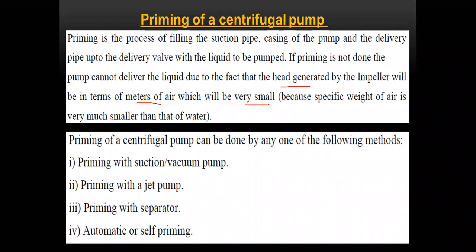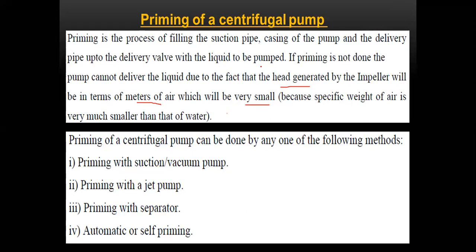Because of this, what happens? The specific weight of air is very much smaller than that of water. So priming is the process of filling the suction pipe, casing, pump, and the delivery pipe up to the delivery valve with the liquid to be pumped. So that is nothing but priming of the centrifugal pump, right?